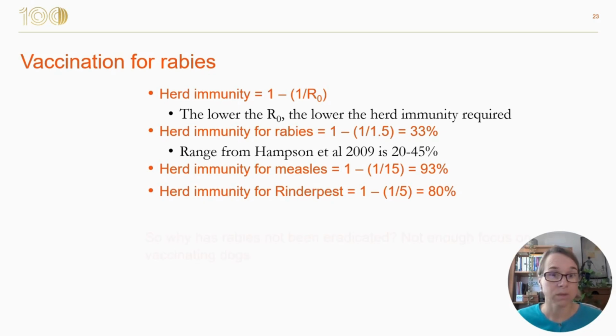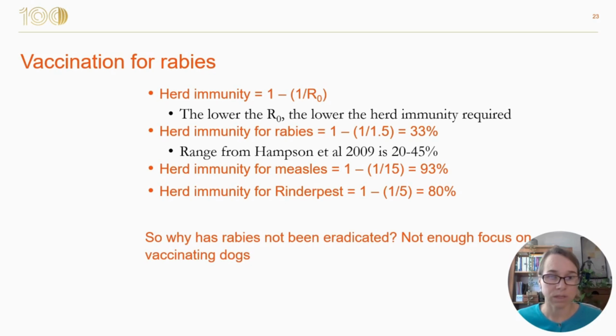So why have we not eradicated rabies? Quite simply, the answer is that we have not focused enough on vaccinating dogs. The success of rabies control in both Europe and Latin America shows that this is possible with sufficient political will and investment in vaccination. But in many regions, we have simply not exceeded that critical herd immunity for long enough.